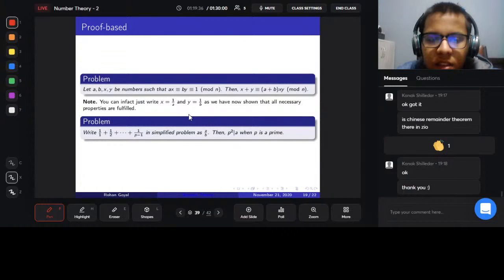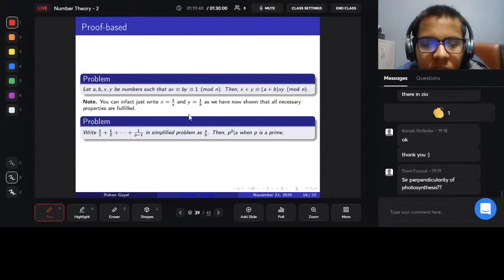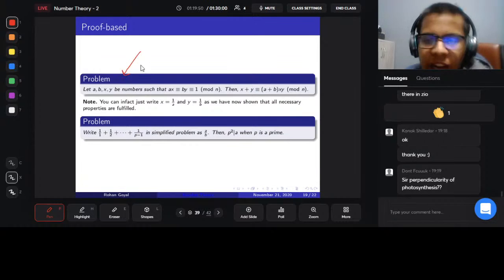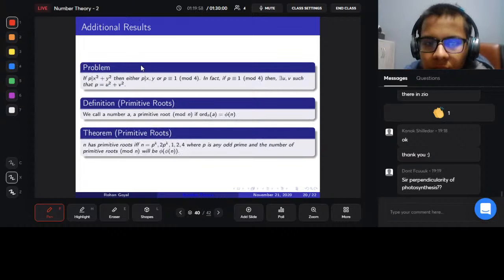Then these are quite proof based, and these problems you can leave if you want to, but these are good practice and good ideas. You should at least know this one. And after you've done the modular arithmetic basics, you'll be comfortable with this. This won't cause you any problem. These are two additional results which I did not include in the lecture due to time constraints, but these are things you can know. This is called Fermat's Christmas theorem, and this is just primitive roots.